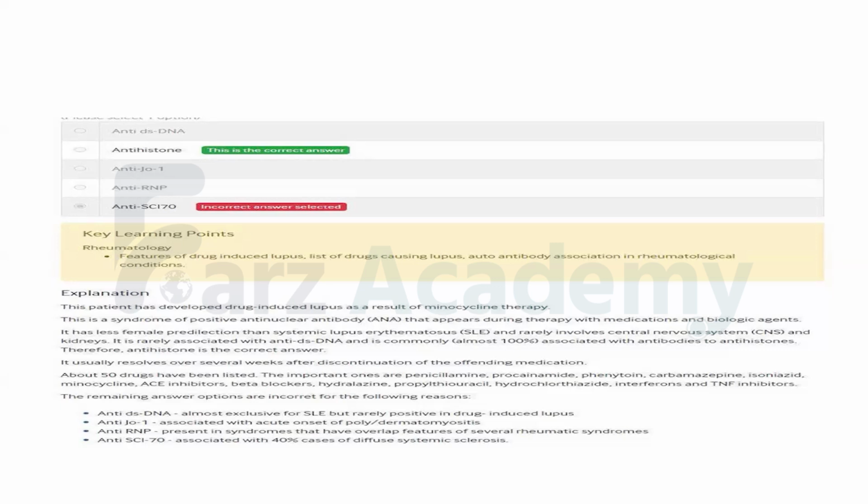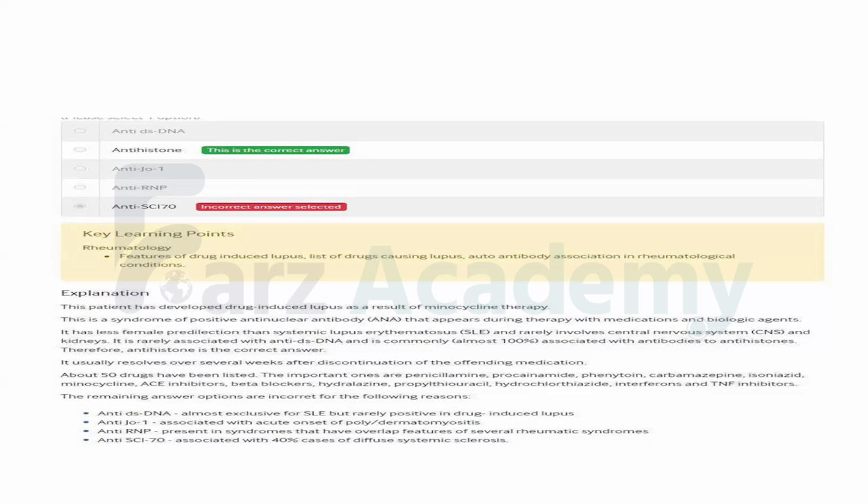Most specific test. About 50 drugs have been listed, but the important ones are penicillamine, procainamide, phenytoin, carbamazepine, isoniazid, minocycline, ACE inhibitors, beta blockers, hydralazine, propylthiouracil, hydrochlorothiazide, interferon, and TNF inhibitors. Out of these, the most important which you have to remember are phenytoin, carbamazepine, isoniazid, and minocycline.